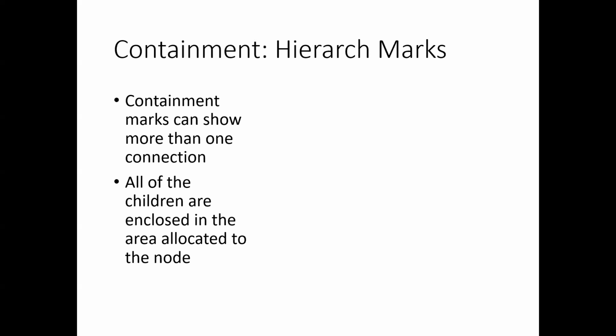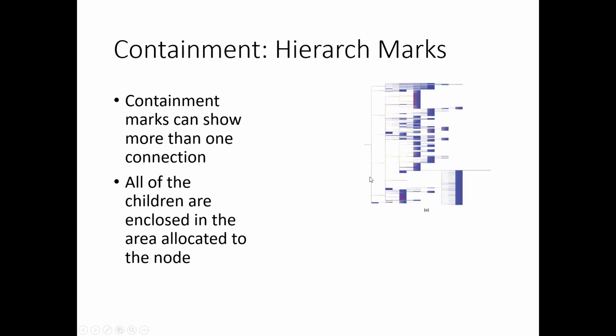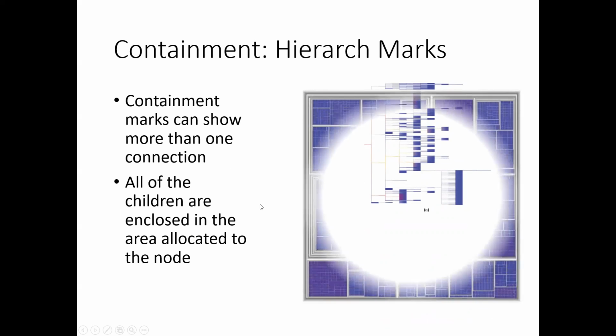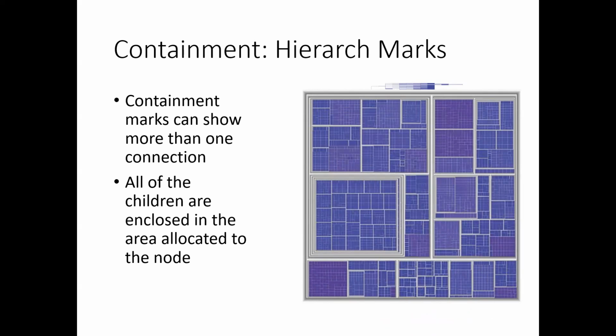Another technique for visualizing network data in trees is containment or hierarchy marks, and these can show more than one connection. All the children are enclosed in an area allocated to the node. So this second figure encodes the first to show the individual ones inside the larger boxes are the children of those nodes. And so those are contained. They're fenced in by the ones that actually contain them. And so this is another way of visualizing that type of data.